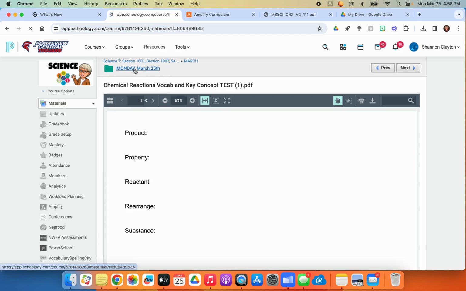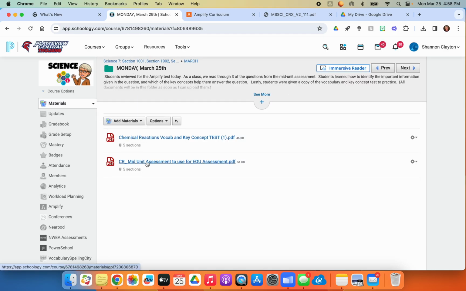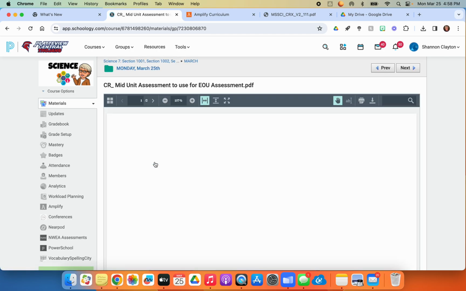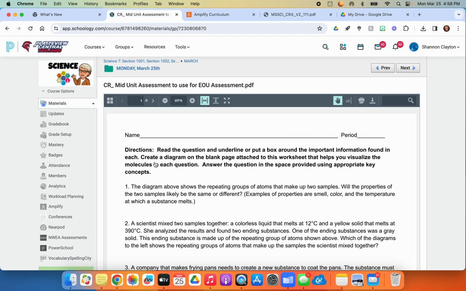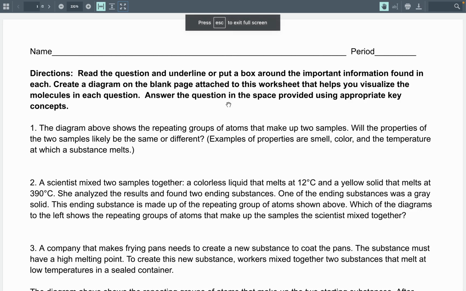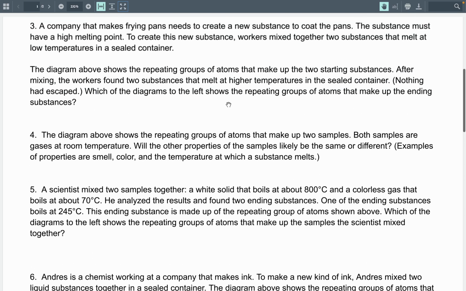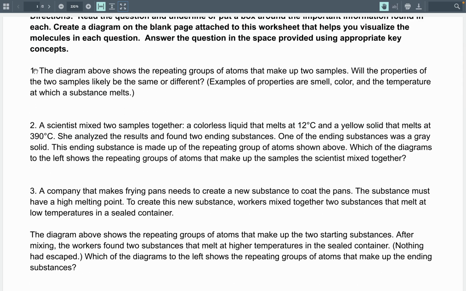And the second document I want to show you is this one. It's called CR Mid-Unit Assessments to use for end of the unit assessment. All right, so this is the one that might be a little bit confusing just having you read it. Like I said, we didn't have internet today, and so I just went in my book because I couldn't get online to go to Amplify, and I copied and pasted the questions for the mid-unit assessment. And I only did the first 6, and believe it or not, we only got to 1, 2, and 3 in class. That was it.